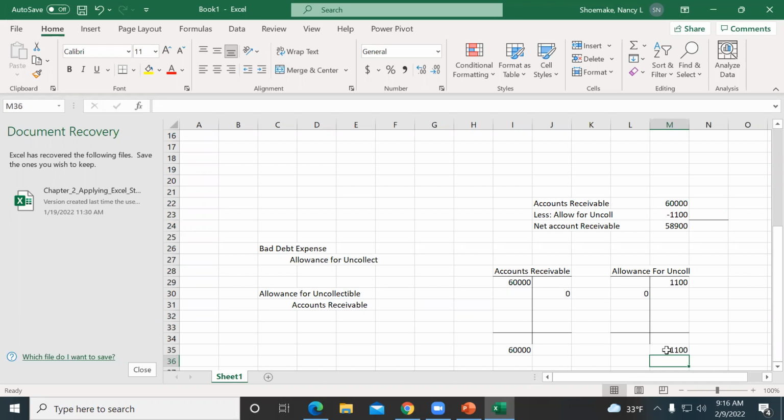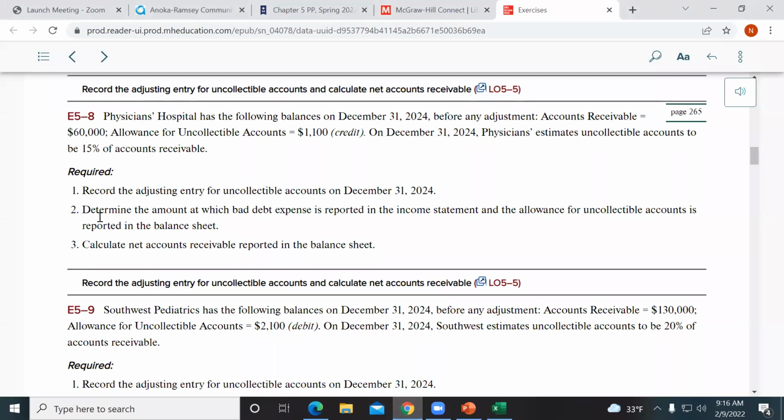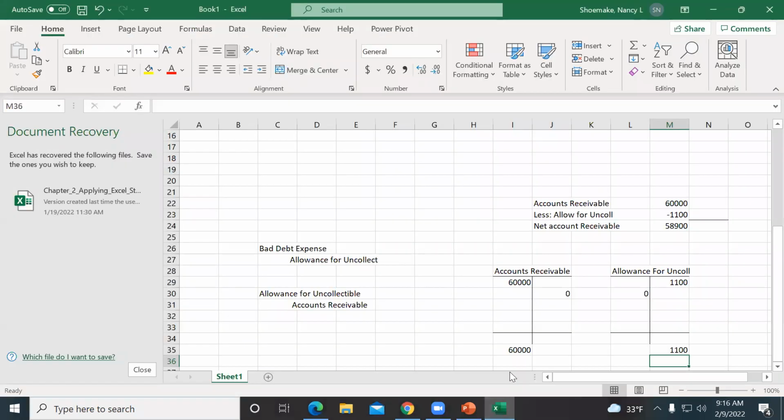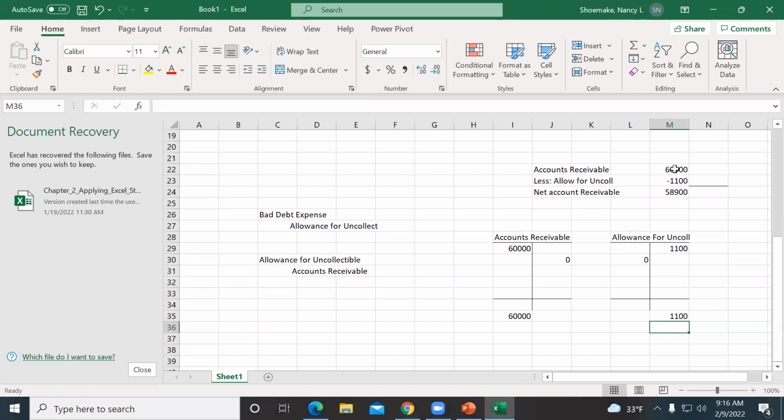Yes. Okay. Now, determine the amount at which bad debt expense is reported in the income statement and the allowance for uncollectible accounts is reported in the balance sheet. This is key. It tells us Physicians estimate uncollectible accounts to be 15% of accounts receivable. What is 15% of this 60,000?